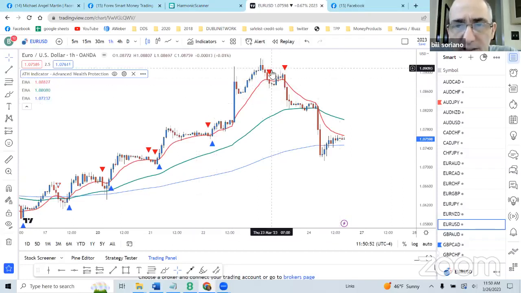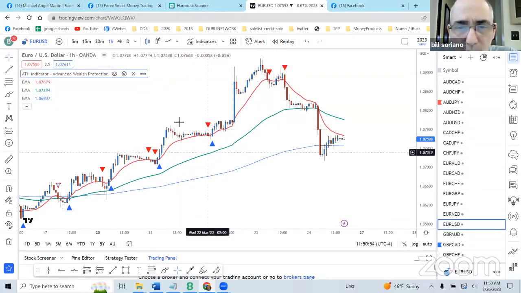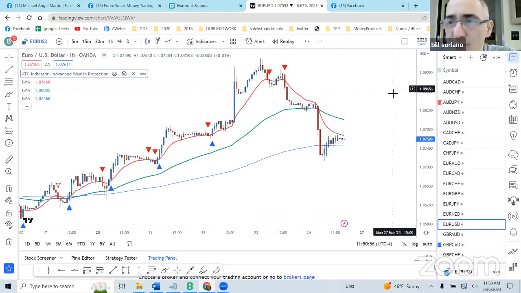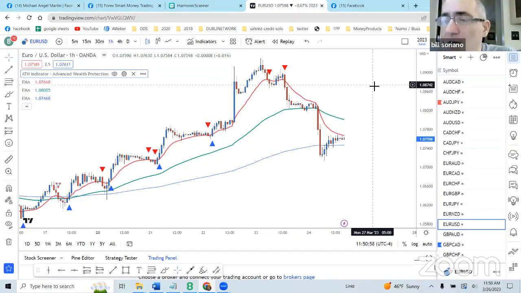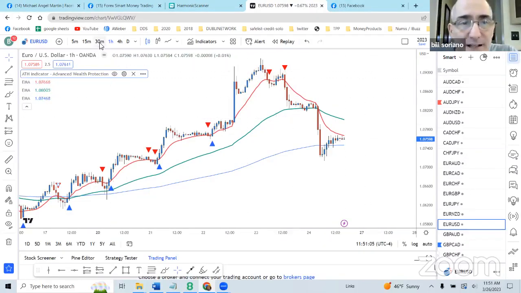These are the ATH, the red and blue triangles on our TradingView chart. Our ATH indicator can be put on TradingView. It can also be put on MT4 or MT5. Okay. So what I do is I just wait once price moves into my area, right?